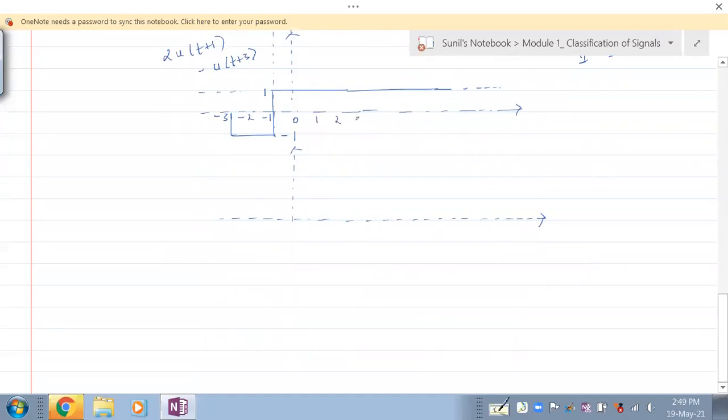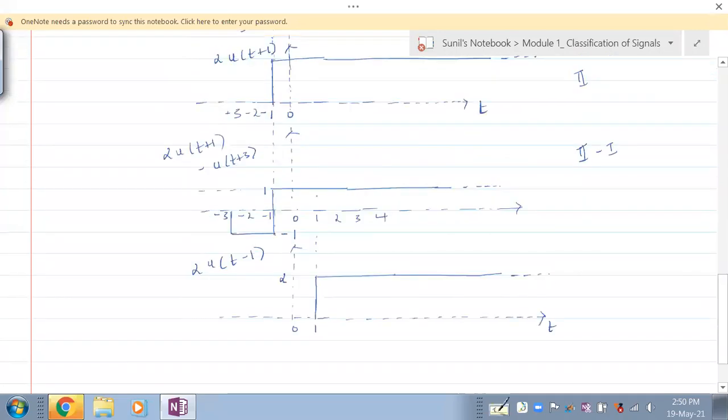0, 1, 2, 3, 4 is what you have here. So if we take that here, you have an amplitude 2, and this ranges from 1 to infinity. 0, 1, this is t. So which signal is this? This is 2u of t minus 1. So the amplitude is 2 here. Understand? So which operation needs to be performed? Let's consider this as our third signal, and this is our fourth signal.